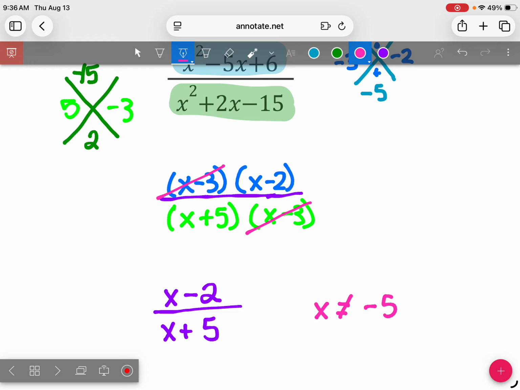So you could either write them as two separate statements, or you can just say x cannot be negative 5 or 3, and put it with commas. That also works. Yes, dear.